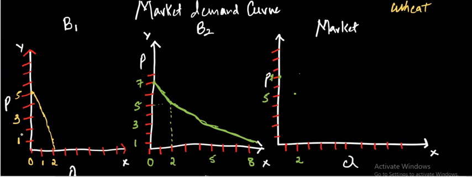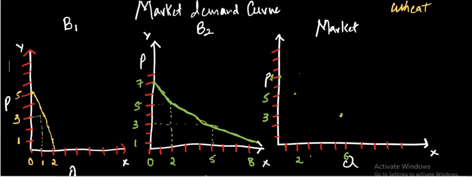And then when the price was 3, buyer 1 was willing to buy just 1 unit of the commodity, while buyer 2 was willing to buy 5 units of the commodity. So the total amount of the demand in the market is going to be 6. So 3, 4, 5 and 6. So when the price was 3, the demand is going to be 6 somewhere here.